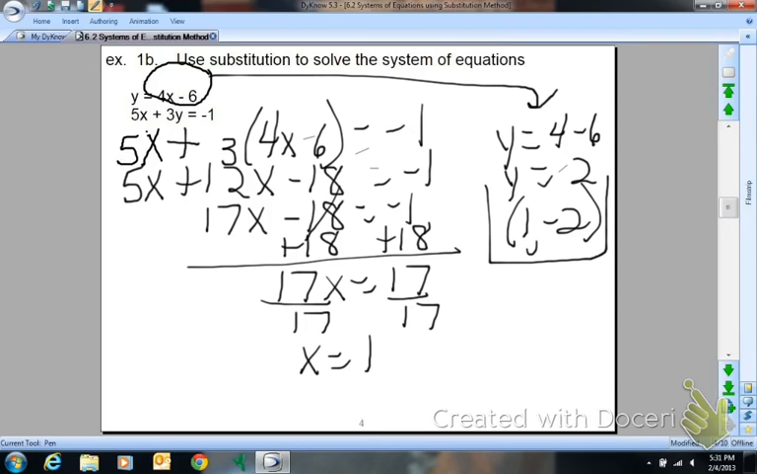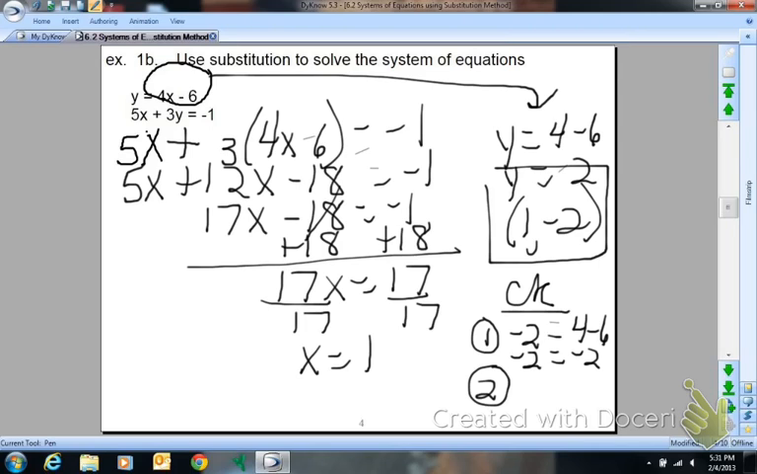That is my answer. To check, we need to plug each one in to each equation. So in equation 1, y is negative 2 is equal to 4 times 1 is 4 minus 6. 4 minus 6 is a negative 2, so the left side equals the right side. In equation 2, 5 times 1 is 5, plus 3 times a negative 2 is a negative 6, and 5 minus 6 is equal to negative 1, so that also checks.